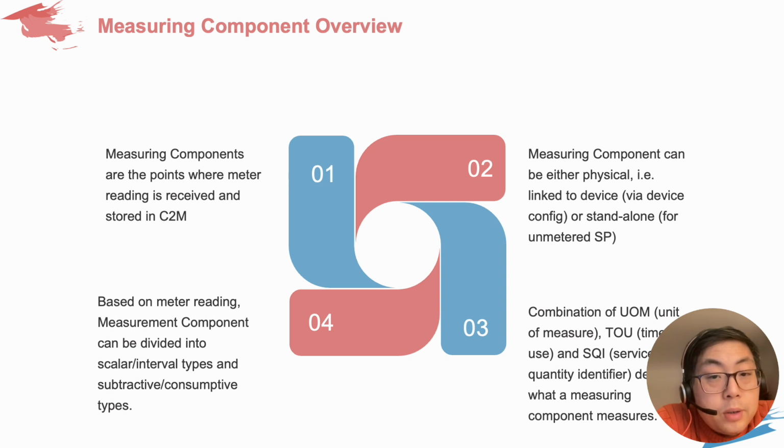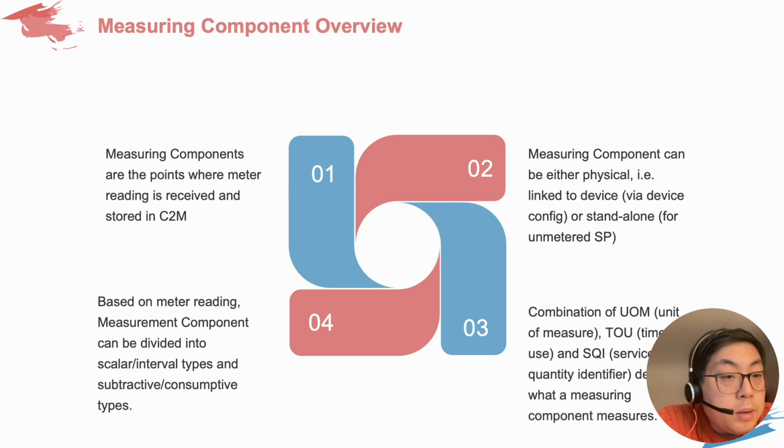The combination of unit of measure, time of use, and service quantity identifier actually defines what a measuring component measures. That is very true, because if you look at each of the measuring component types, these are the three attributes defining what the measurement means when it comes to consumption calculation. We will talk a bit more around this area, especially how billing is looking at this data.